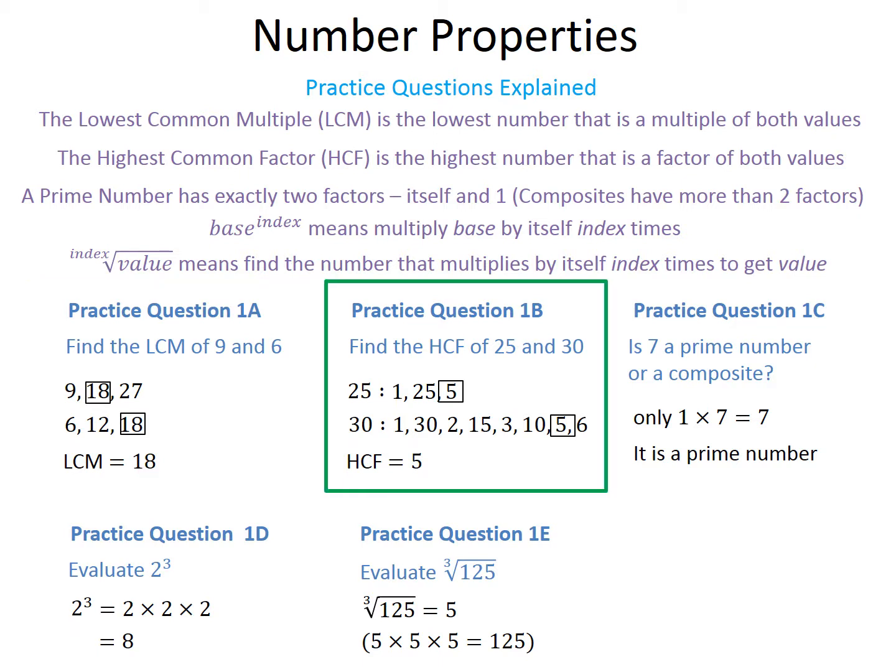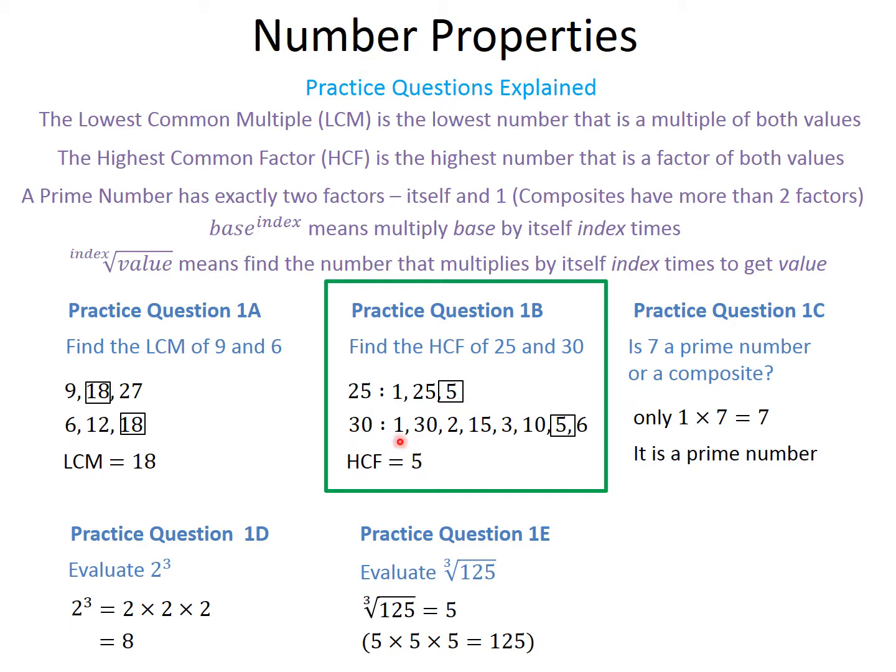With the next one, we're looking for the highest common factor of 25 and 30, so I had to write down all the factors of 25 to start with, and I used that same method I talked about in the examples. I started by writing down 25, and then I thought, well, what else multiplies to get 25? And the only one I could think of was 5 times 5. And so I wrote down the 5.